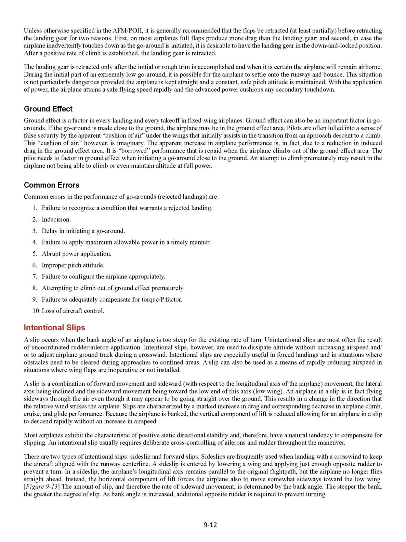Intentional slips. A slip occurs when the bank angle of an airplane is too steep for the existing rate of turn. Unintentional slips are most often the result of uncoordinated rudder/aileron application. Intentional slips, however, are used to dissipate altitude without increasing airspeed and/or to adjust airplane ground track during a crosswind. Intentional slips are especially useful in forced landings and in situations where obstacles need to be cleared during approaches to confined areas. A slip can also be used as a means of rapidly reducing airspeed in situations where wing flaps are inoperative or not installed.